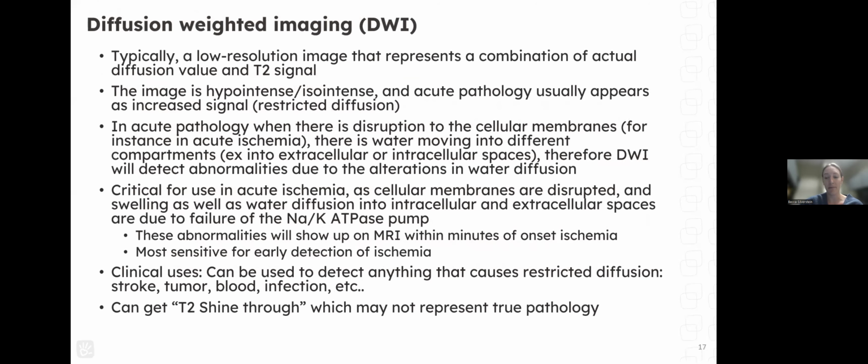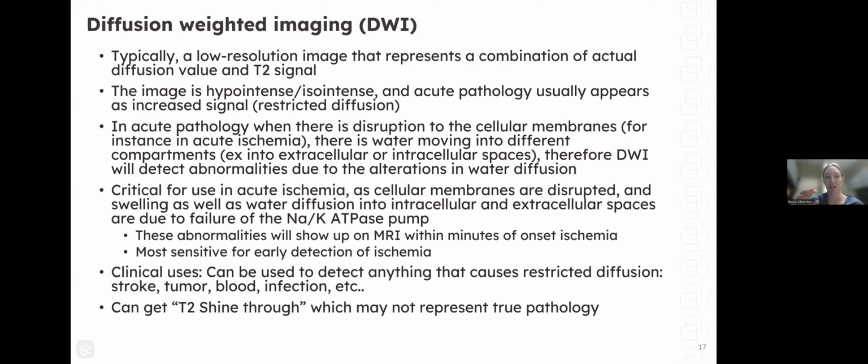Again, I'll give you pictures of that, but we'll go into the different types of diffusion weighted sequences. Our first one is diffusion weighted imaging, the DWI. This is typically a low resolution image that represents a combination of actual diffusion value and the T2 signal. So this incorporates T2. The image is hypointense to isointense at baseline, and acute pathology will appear as an increased signal.